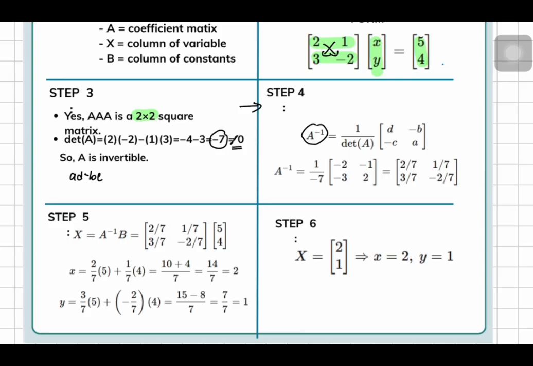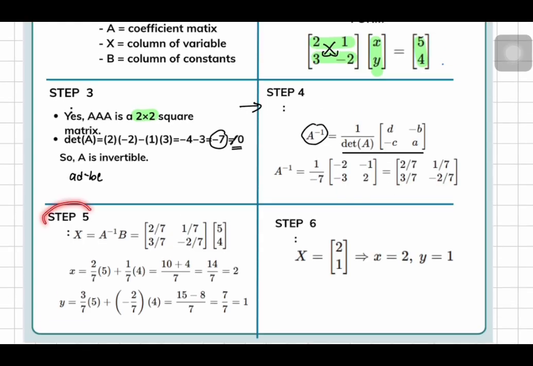This is the formula of A inverse, which is 1 over determinant A times the matrix with negated elements and switched elements. We will get 1 over -7 times [-2, -3; 1, 2]. -2 times 1 over -7, we will get 2 over 7. -3 times -1 over 7, we will get 3 over 7. And the remaining we will get 1 over 7 and -2 over 7. So this is our A inverse.